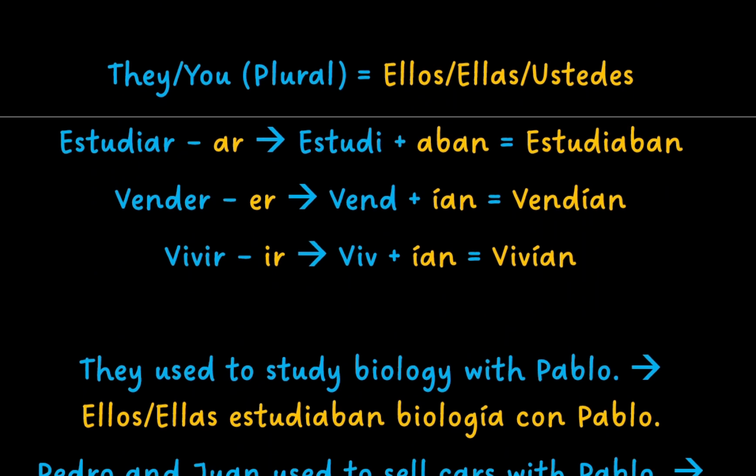They in Spanish is ellos or ellas, and you when talking to multiple people is ustedes. To conjugate these forms, we drop the endings, and for estudiar, we add -aban. And for vender and vivir, we add -ían. So estudiar becomes estudiaban, vender becomes vendían, and vivir becomes vivían.